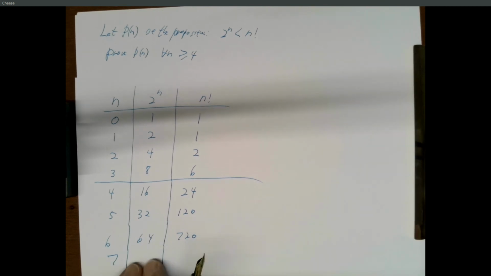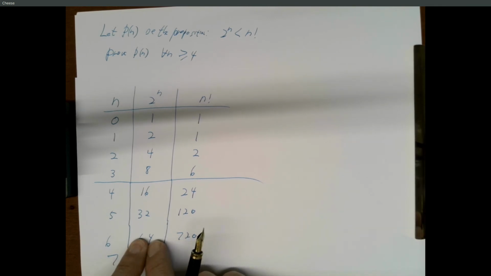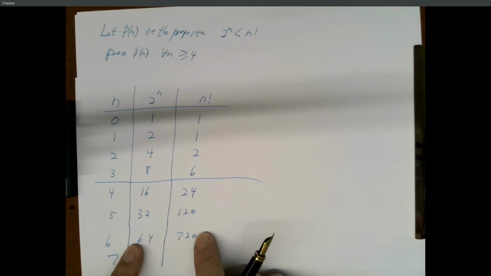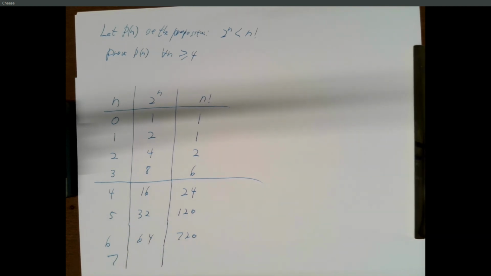Yeah. Or 10. In this column, I'm going to multiply my previous number by 2. I'm going to multiply that previous number by 7, which is a whole lot bigger than 2. Since this factorial was bigger than 2 to the n to begin with, if I multiplied them both by 2, my n factorial would still be bigger. But if I multiply this column by 2 and I multiply my factorial by something even bigger than 2, it's going to be a whole lot bigger, right?